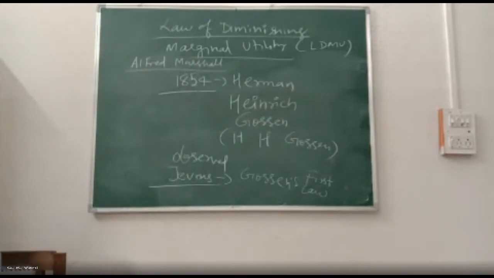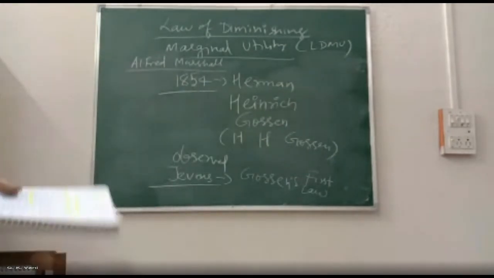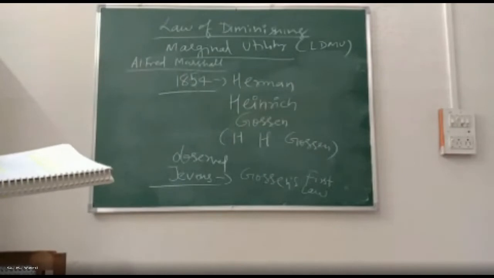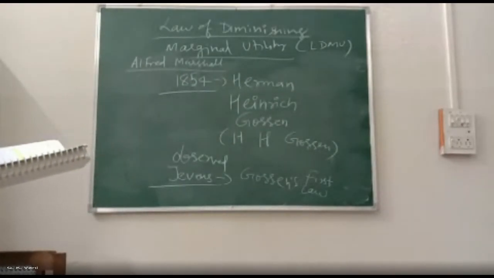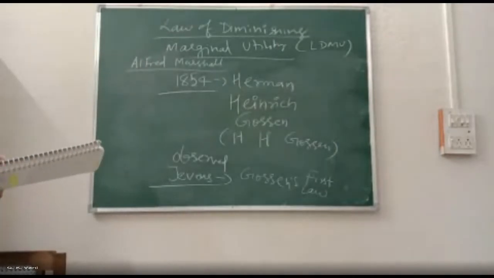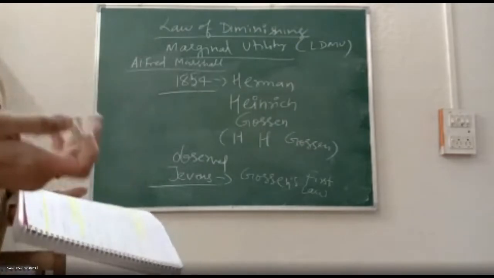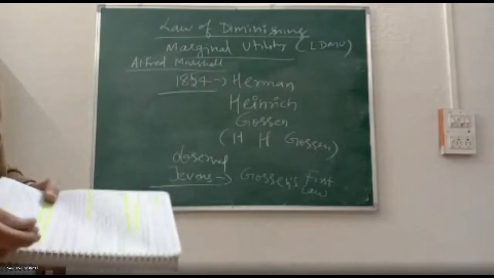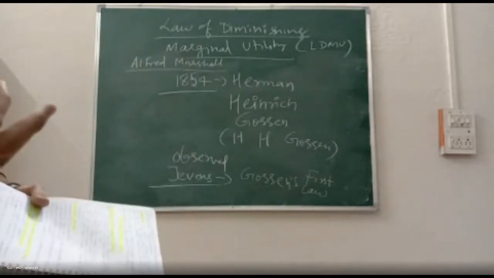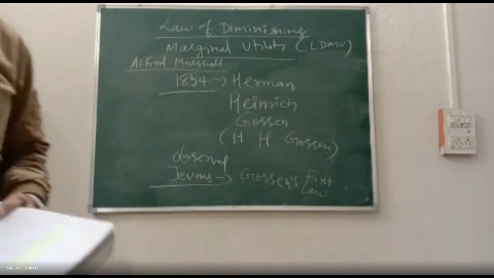So what did Marshall say? Marshall said that the additional benefit which a person derives from a given increase of his stock of a thing diminishes with every increase in the stock that he already has. So if you have something and you are deriving some utility, then the utility from a continuous increase in stock decreases.